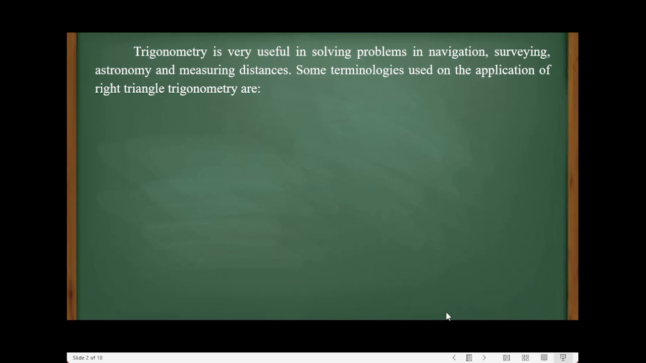Trigonometry is very useful in solving problems in navigation, surveying, astronomy, and measuring distances. Some terminologies used in the application of right triangle trigonometry are the so-called line of sight, which is defined as the line from the eyes of the observer to the object being observed.